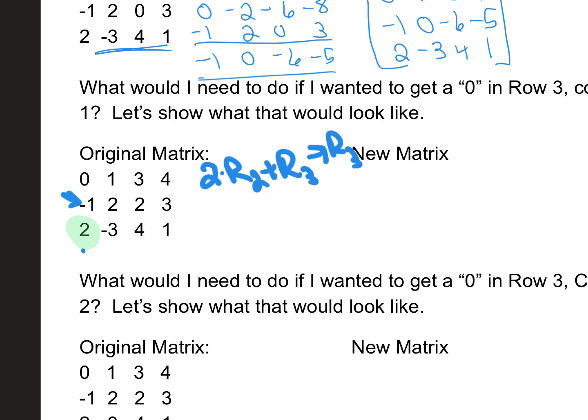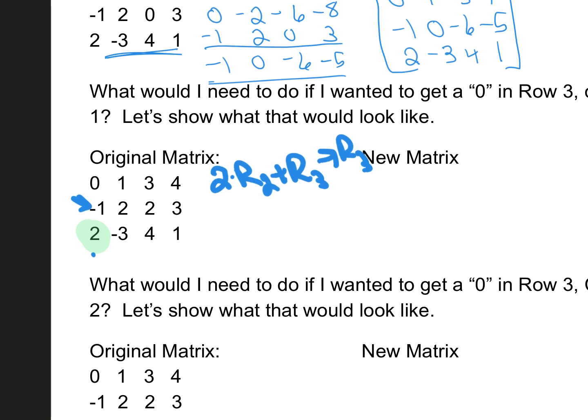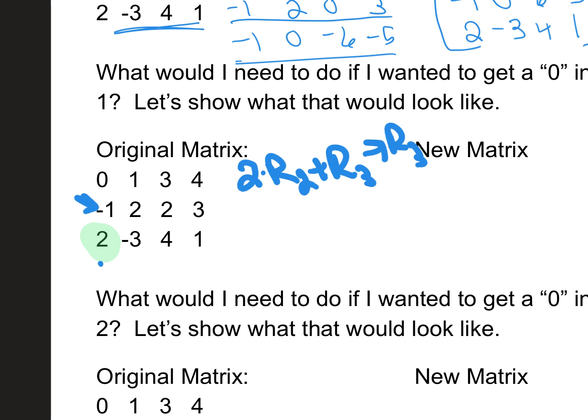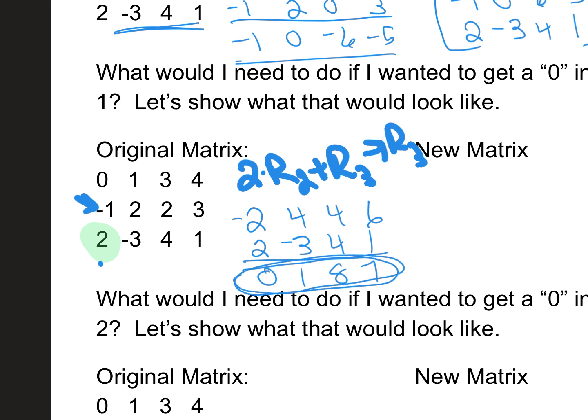So let's actually see how that works, okay? So we are going to take 2 times row 2. So that's going to be a -2, 4, 4, 6. That's 2 times row 2. And then we're going to add it to row 3, which is 2, -3, 4, and 1. So that gives us the 0 where we wanted it, 1, 8, 7. So that gave us the 0 in that first column over there.